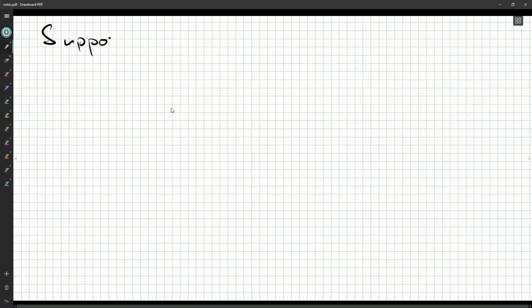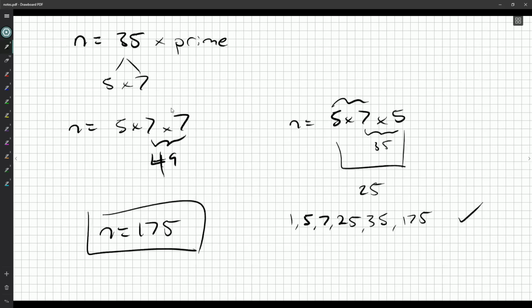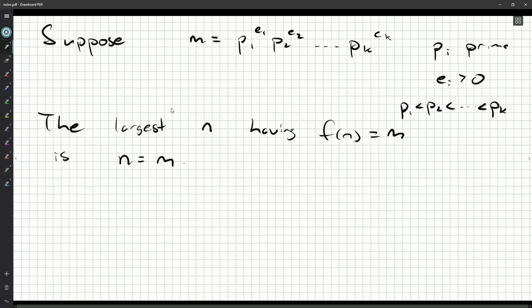So maybe something like, suppose m is p1 to the e1, p2 to the e2, and so on. I'm just basically going to prime factorize this, with each of the pi's being prime, each of the ei's an integer greater than 0, and let's say that p1 is less than p2 is less than pk. Okay. I think the largest n having fn equal to m is, based off of what we just learned, duplicating primes willy-nilly doesn't work. You can't have bigger primes, so that won't work. But I think if I duplicate the lowest prime, so n is equal to m times p1, this should be the largest such number. Okay?